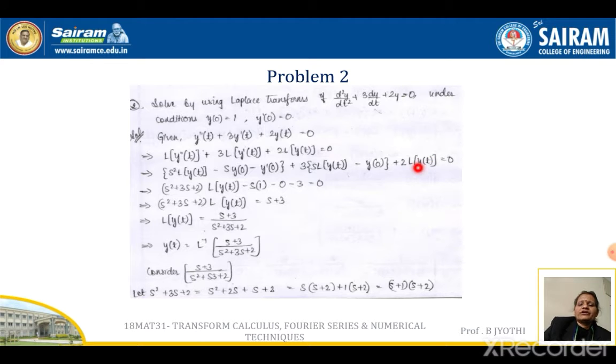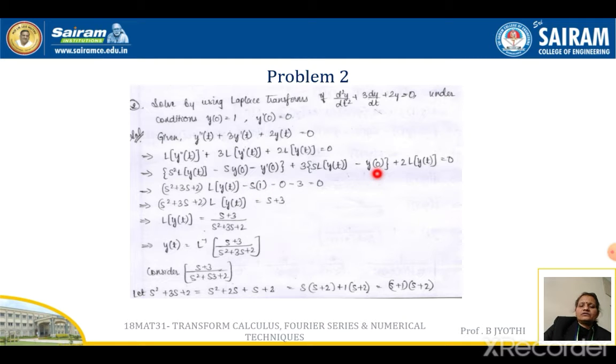Only the L of y of t terms alone are grouped together. So the first term, the fourth term and the sixth term are grouped together. Thereby we get s square plus 3s plus 2 times L of y of t, minus s into 1, because y dash of 0 is 0. Wherever y dash of 0 is there, it will be made 0. y of 0 is 1, so s times 1.